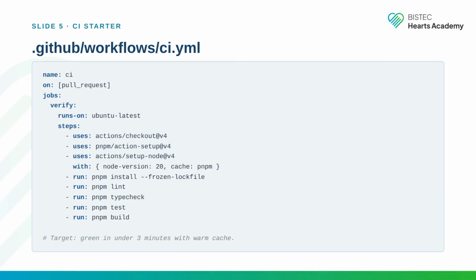On screen, the starter CI workflow runs on every pull request. Jobs. 1 job, core-verify, runs on ubuntu-latest. Steps: checkout, pnpm action setup, Node 20 with pnpm, install with frozen lockfile, then lint, type check, test, build. 5 commands. Cache enabled. Target: green in under 3 minutes with a warm cache. Your week 4 deliverable is to get this green on your training repo before Friday.